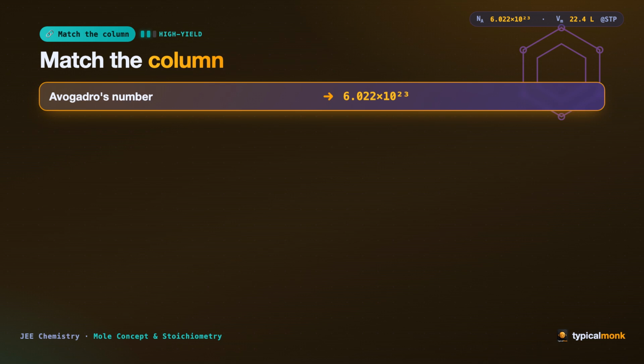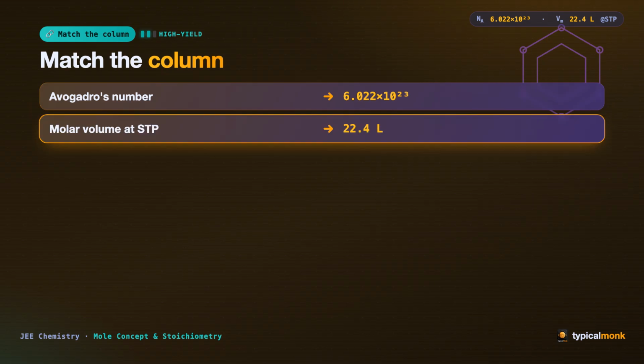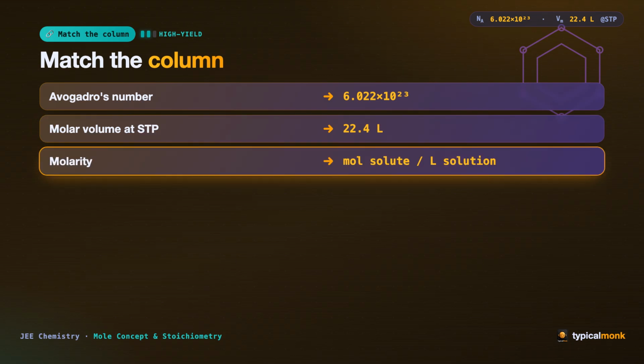A quick match now. Say each answer aloud before I reveal it. Avogadro's number: 6.022 × 10^23, the count hiding inside every mole. The molar volume of a gas at standard temperature and pressure: 22.4 liters, any gas, always. Molarity: moles of solute per liter of solution. Liter, so it drifts with temperature.